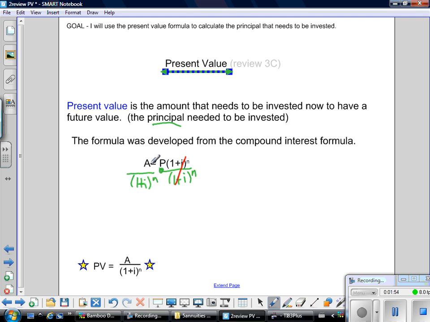What we end up with is A divided by (1 plus i) to the n equals P. In fact, these two formulas are identical mathematically. The only difference is that when it's rearranged in this way, we say PV, present value, but it's exactly the same. So you're finding the principal that you need to invest now so that you can get this future A amount. So that's where the formula is developed from.